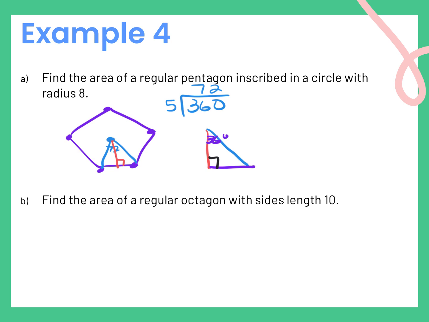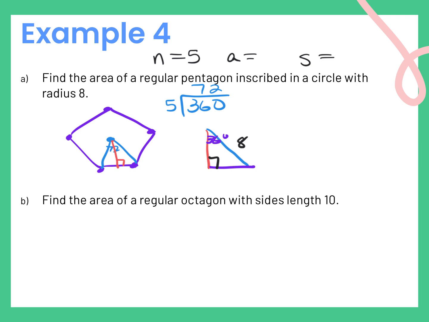So now let's go ahead. We're going to still do the same thing. Number of sides is 5. They gave me the radius length. So that's not going to help me with my apothem or my side length. It'll help me fill in my triangle. So this is an 8 here.